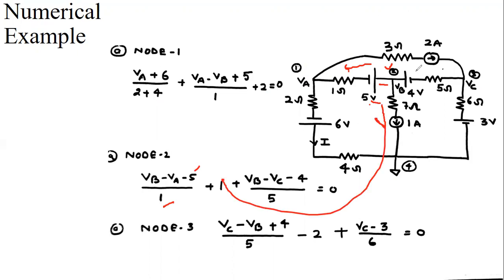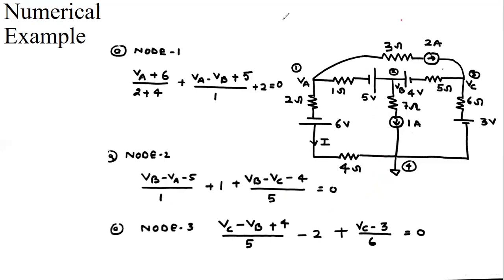And the third current, this is an outgoing current, and this is VB minus VC, the potential difference of the nodes. And here we are getting the plus sign. So this is minus 4 divided by resistance 5 equal to 0. So this is my second equation.